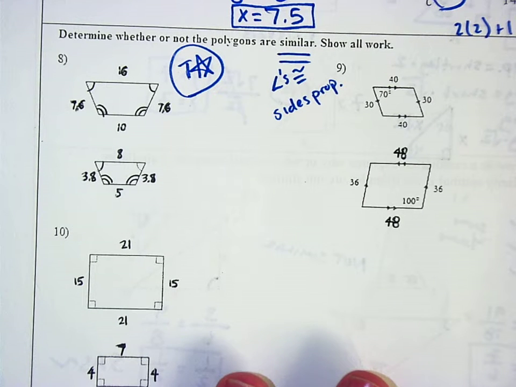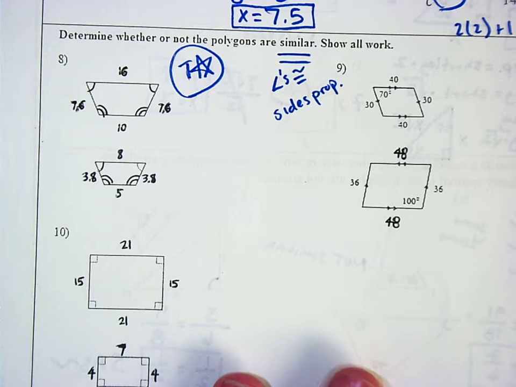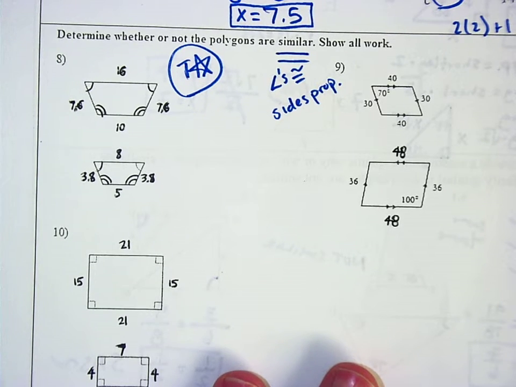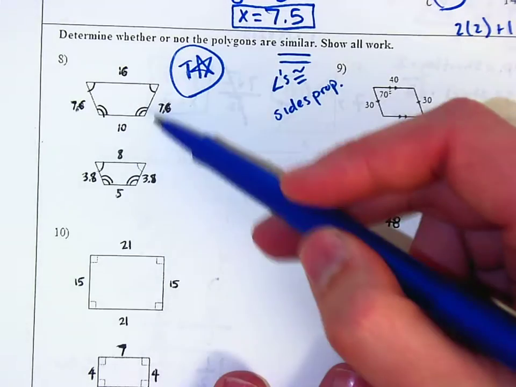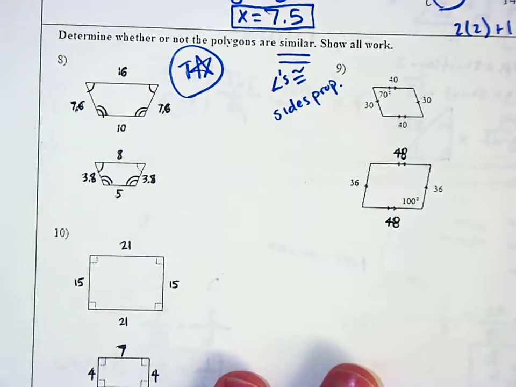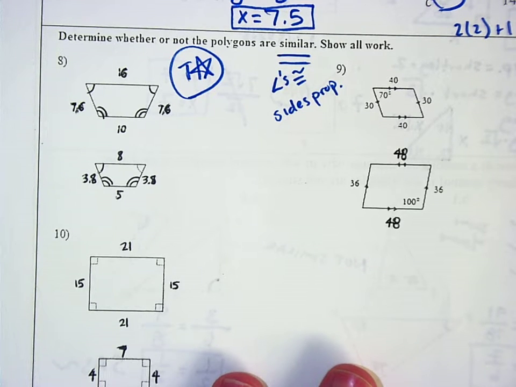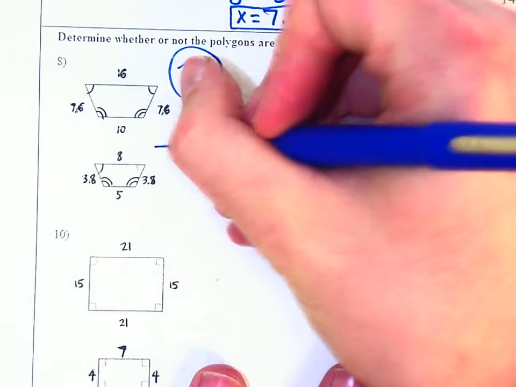Well, the first thing we see when we look at number 8 is that we have a bunch of congruency marks on our angles, and that's a good sign. And it looks like the corresponding angles are indeed congruent. Again, a really good sign. So now we just need to check that our sides are proportional. So I'm going to start by setting up my proportion.